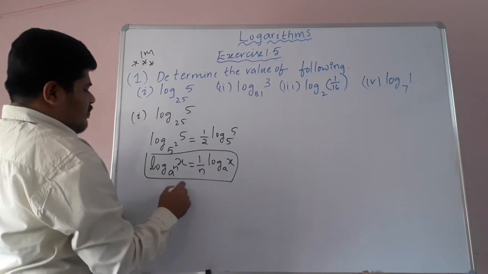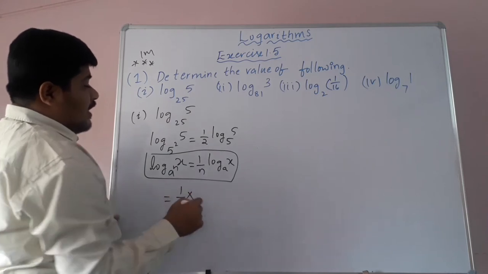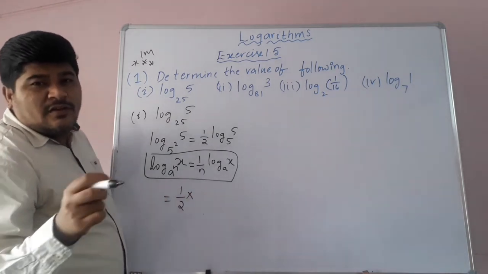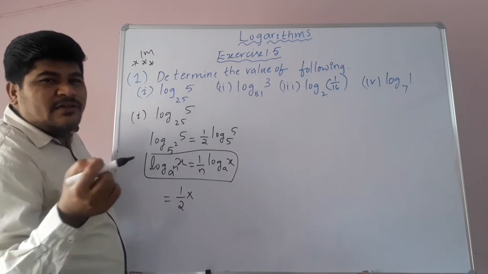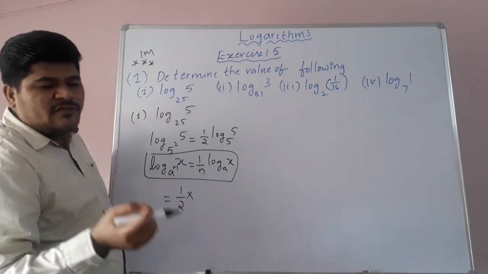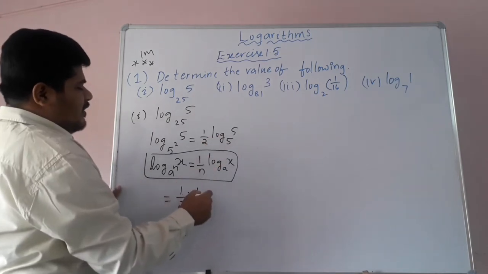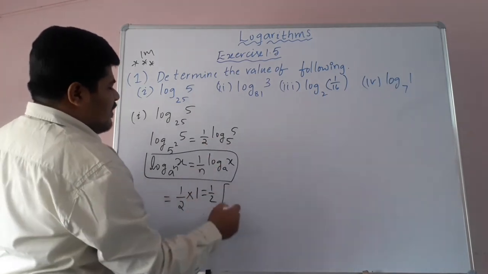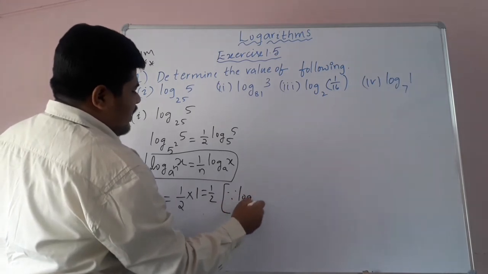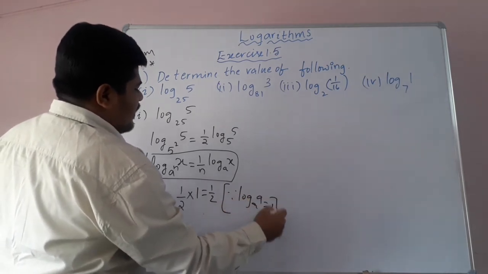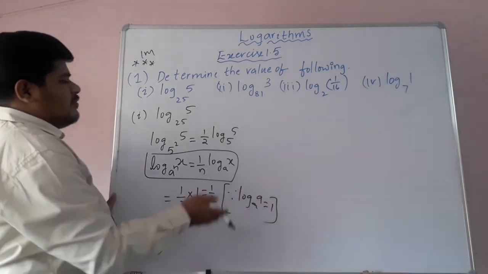And again, children, 1 by 2 into, we learned log a base a is equal to what? 1, no? Log of any number to the same base value gives 1. So log 5 base 5 is 1, children, half into 1 is equal to half. So one more formula we used, that is log a base a, which gives you 1. So this is the way to solve this problem.